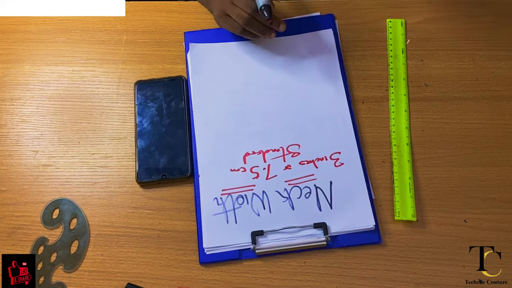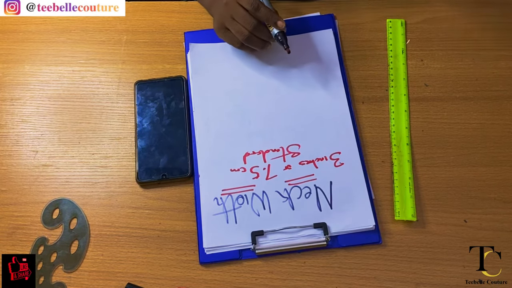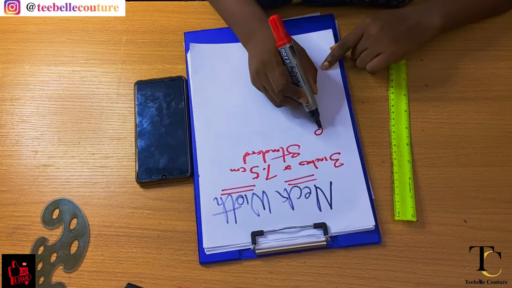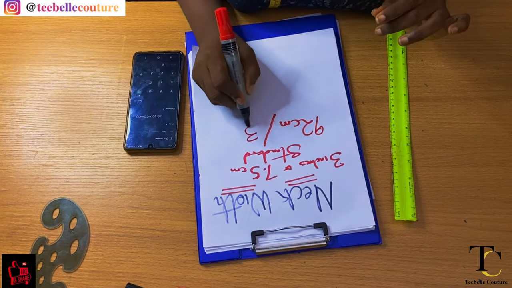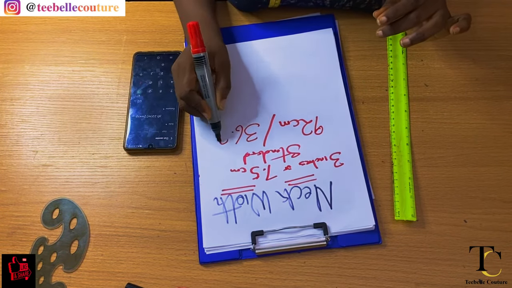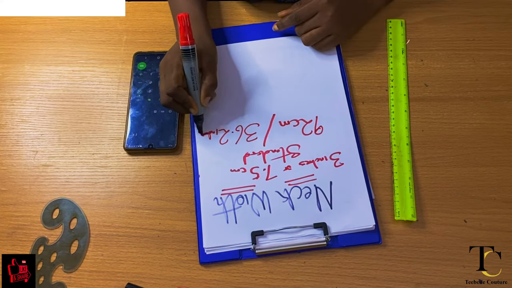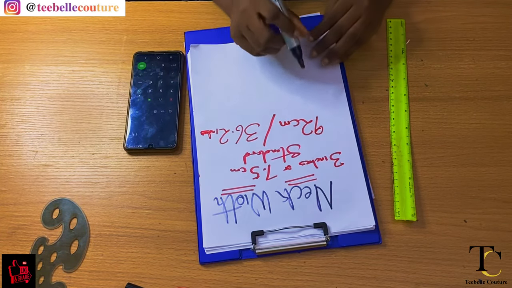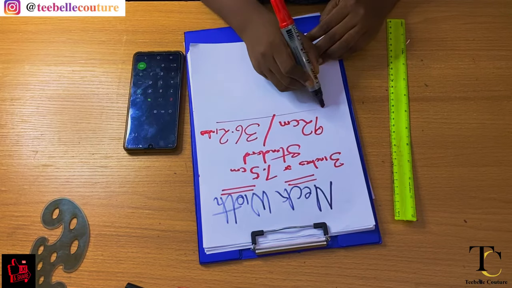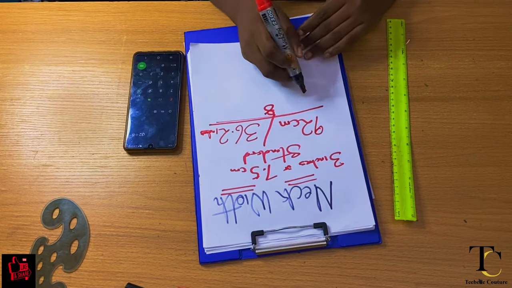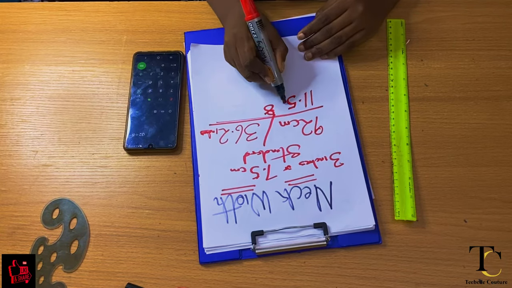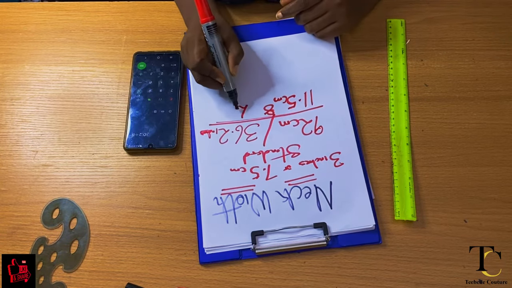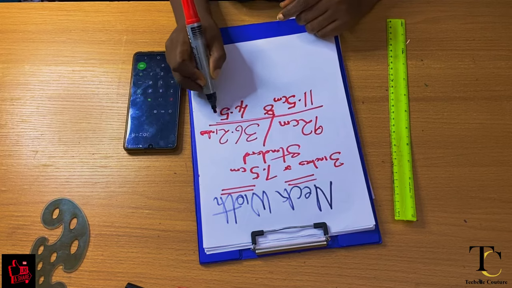What you will use is your total bust circumference. For instance, my bust circumference is 92 centimeters. 92 centimeters in inches is 36.2 inches. This is what I'm going to do. I will go ahead to divide this by 8, in inches or centimeters. I'm going to get 11.5 centimeters and 4.5 inches.